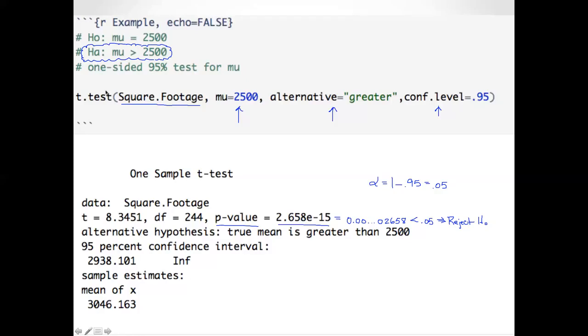And so the real estate agent's claim was supported by the results of this test. We found sufficient evidence to support the claim that average square footage of homes in the area is greater than 2,500 square feet.